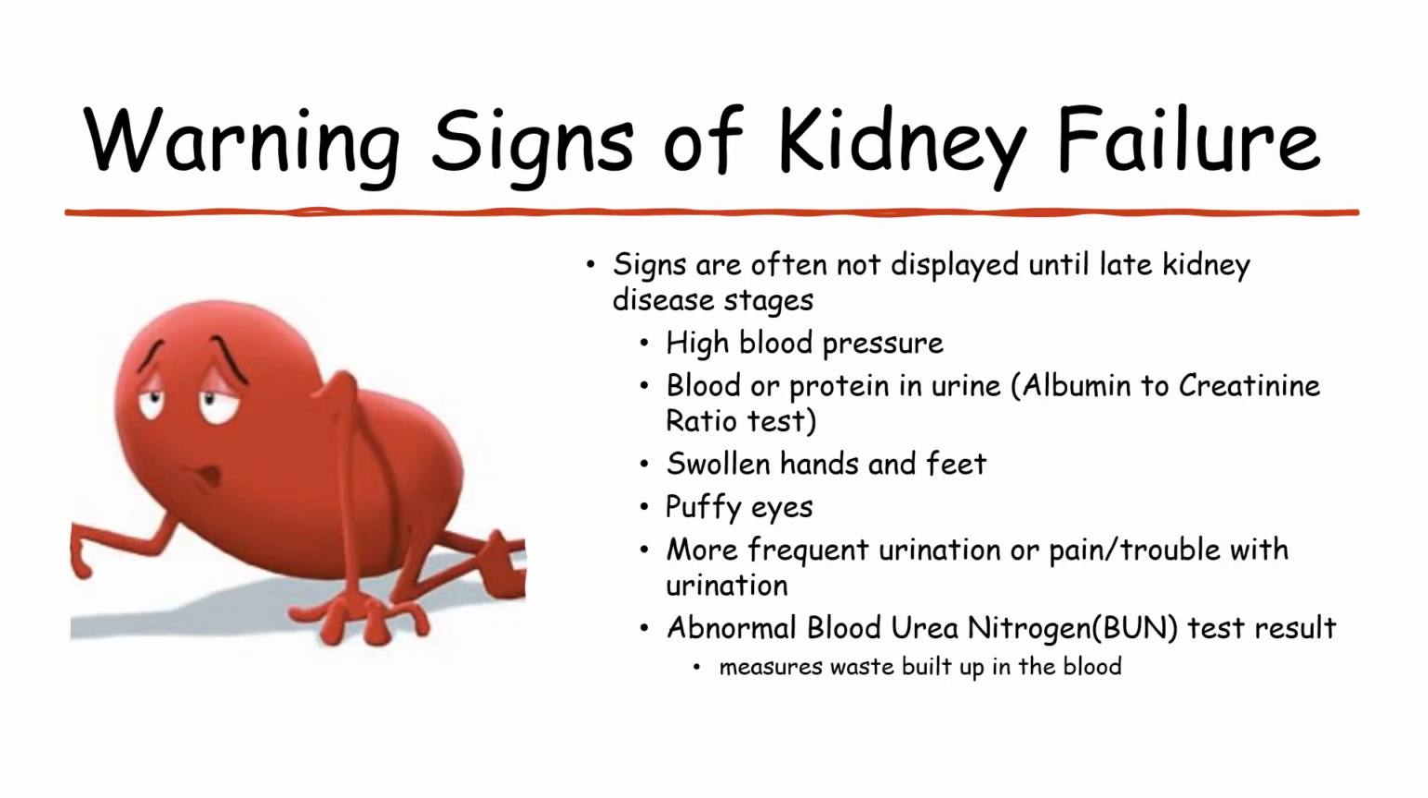So what are some warning signs? Unfortunately, a lot of the signs are not displayed until late stages of kidney disease, but some signs are high blood pressure, blood or protein in your urine, and that can be found with an albumin to creatinine ratio test. Also swollen hands and feet, puffy eyes, difficulty urinating or more frequent urination, or an abnormal BUN test result, which measures waste buildup in the blood. If we see a high BUN, we may see an indication that something is going wrong in the kidneys.